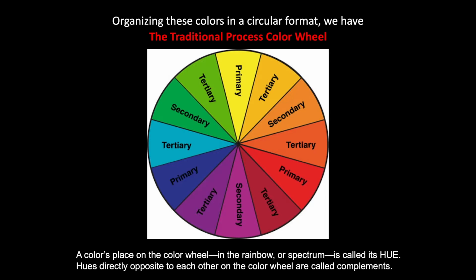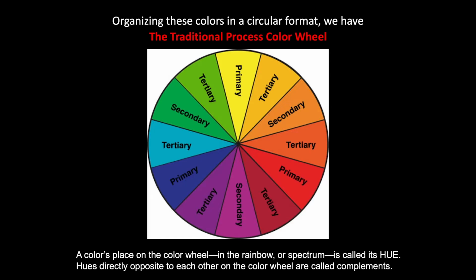You're also familiar with color wheels that are organized into infinite gradations of colors, like the ones that you may find in your color picker in a paint program, such as Illustrator. A color's place on the color wheel, and that would accord with its place in the rainbow or its place in the spectrum, is called its hue.